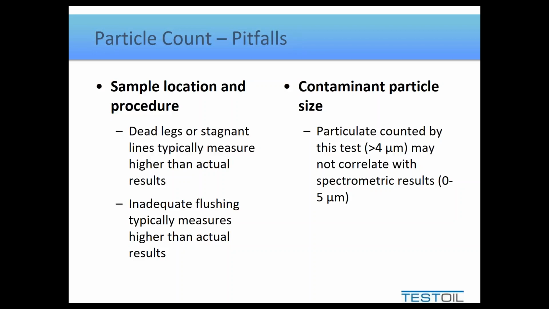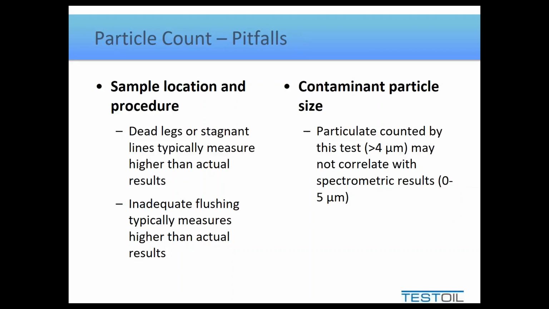But if we sample from any of the zones where the flow is much more laminar or even just a dead leg, chances are the particle count will be higher than if we sample from a live flowing area. We also need to appreciate that without proper flushing, we're not getting a representative view of what's going on inside the system. And again, that stagnant oil or any accumulation that may occur near the sampling point will probably skew the results higher. It almost never skews the results lower.